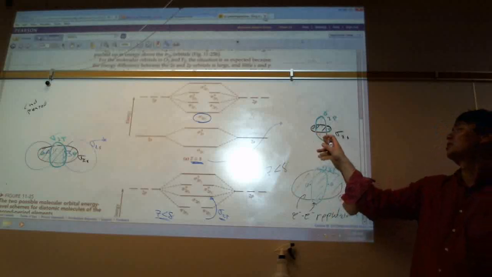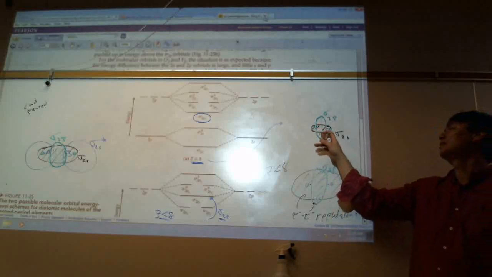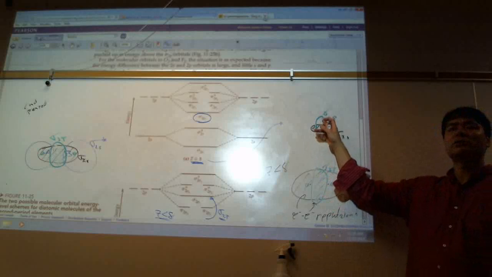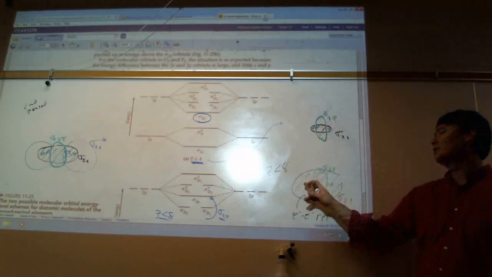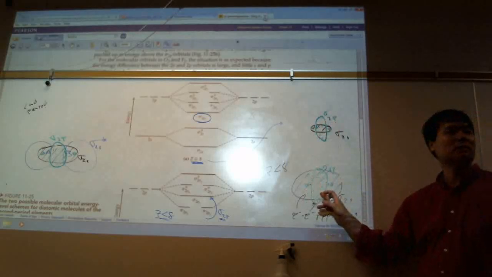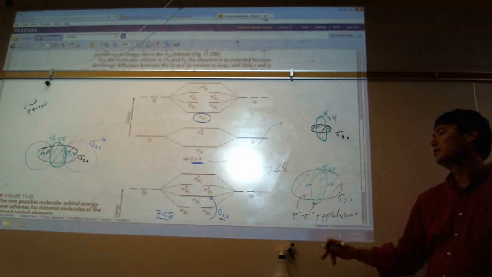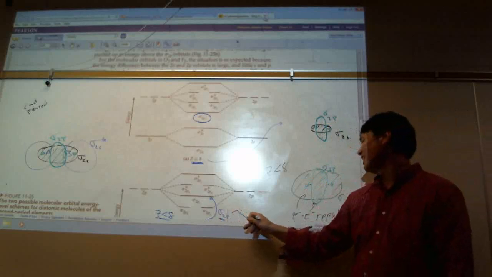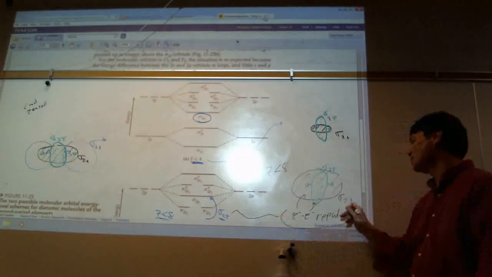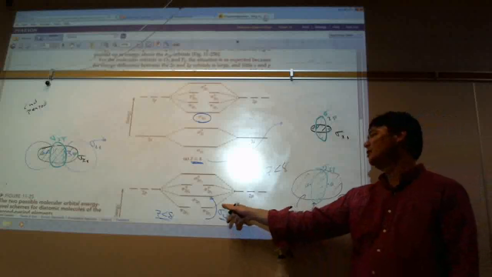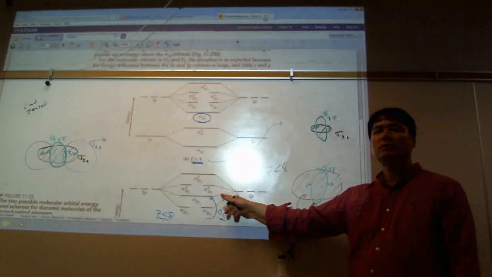Here, the electron repulsions are less significant because there's more separate space. Here, they share the same space. And so the reason why this happens is because of electron-electron repulsions. The sigma 2p pops up in terms of energy.